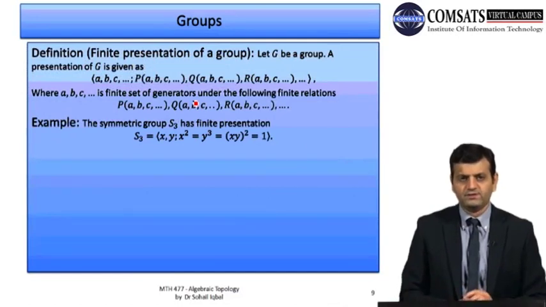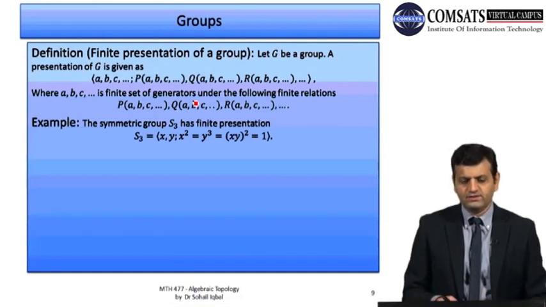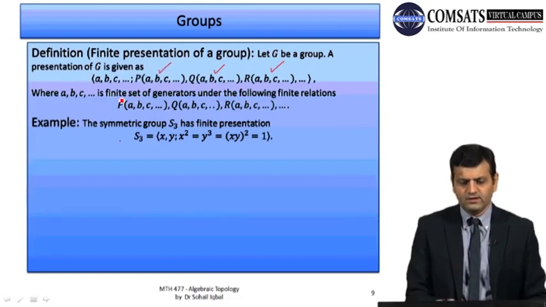Similarly, we know what a finite presentation of a group is. A finite presentation of a group is basically a collection of generators a, b, c and so on, and relations. So these a, b, c are generators, and these are the relations, and if these are finite, then this is a finite presentation. The symmetric group S3 has a finite presentation, with two generators and two relations.